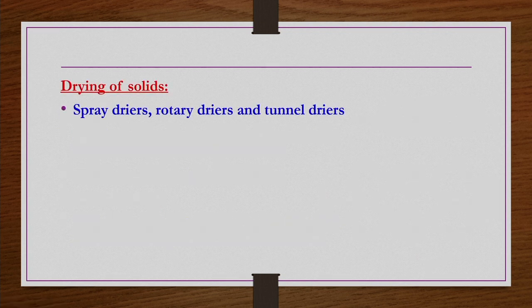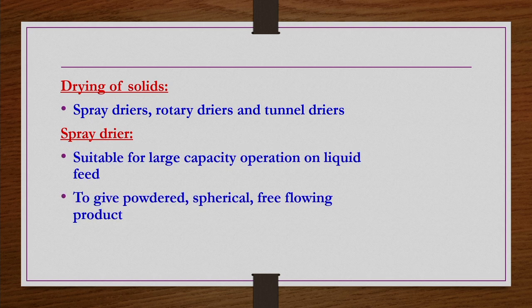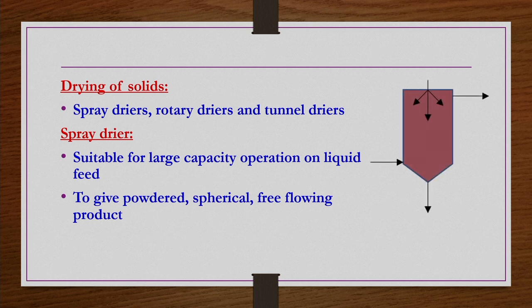Next, drying of solids. Different types of dryers are there: spray dryers, rotary dryers, and tunnel dryers, etc. Spray dryers are suitable for large capacity operation on liquid feed to give a powdered, spherical, free-flowing product. Let us say you have a material coming down here, and you want to dry it, or make it free-flowing and spherical in nature in general.